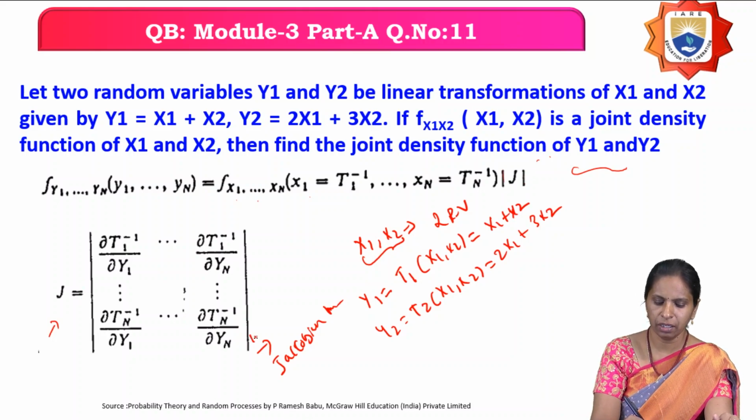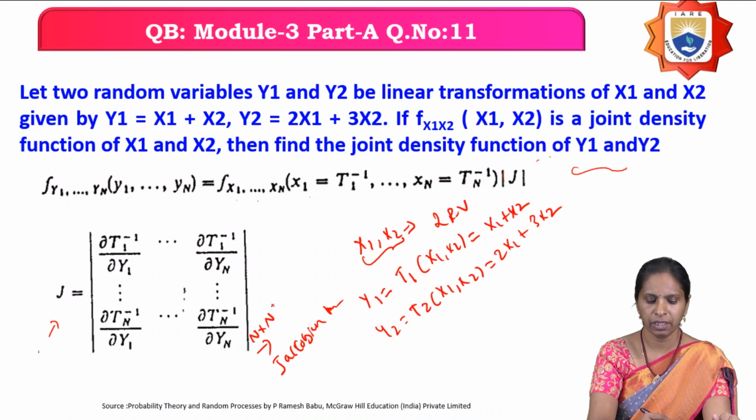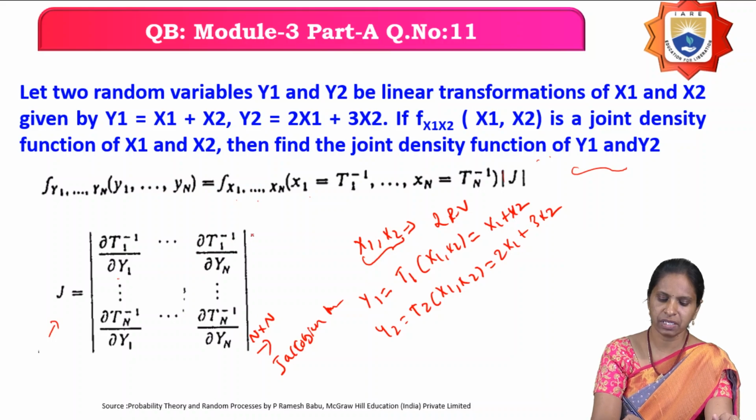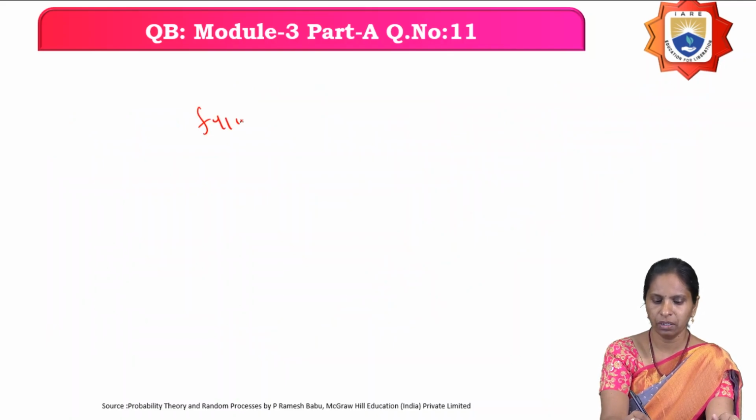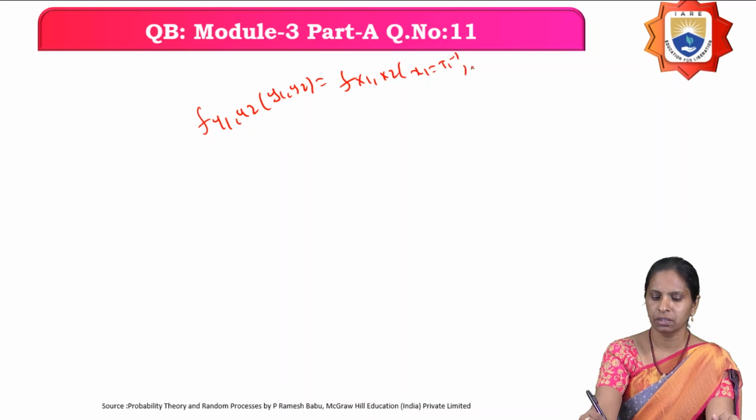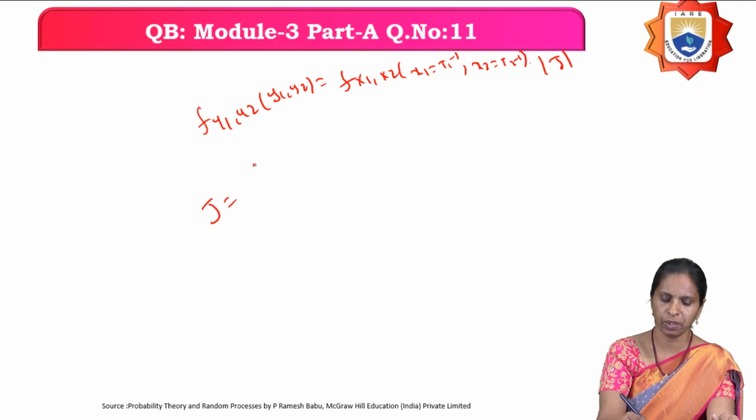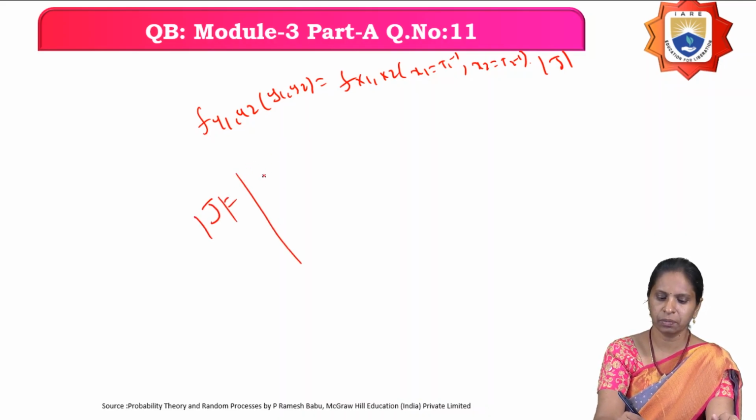What is the Jacobian matrix? It is an n by n matrix, n rows and n columns. Nothing but del T1 inverse by del y1 and so on, del T1 inverse by del yn, and so on. If there are n random variables, it is n by n. If there are two random variables, then how can you write down the equation here? f_y1,y2(y1, y2) is equal to f_x1,x2(x1 equals T1 inverse and x2 equals T2 inverse) into mod of J, where the Jacobian matrix is the determinant of del T1 inverse by del y1, del T1 inverse by del y2.